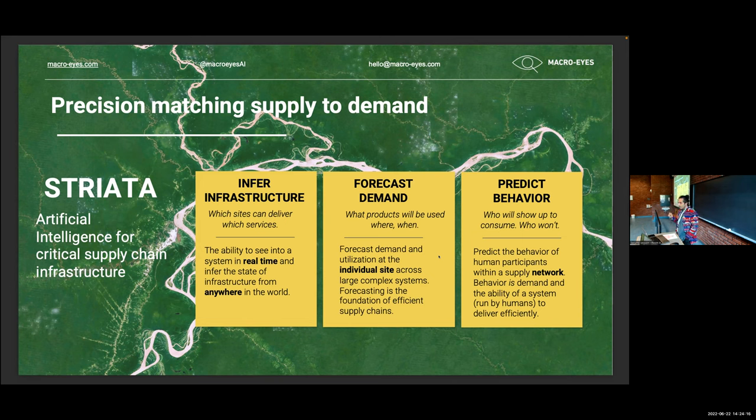And Striata forecasting tries to answer questions like what's needed where and how much. Basically it gives you a number for the need of a specific product that you're looking for in the next month, next quarter or next year. And Striata behavior tries to answer questions like who will show up for care and who won't. This gives you a good understanding of, for example, which patient will drop out from medication or will not follow up. Combining all these three together, we have a comprehensive solution that at the end helps the decision maker to decide how to allocate resources.